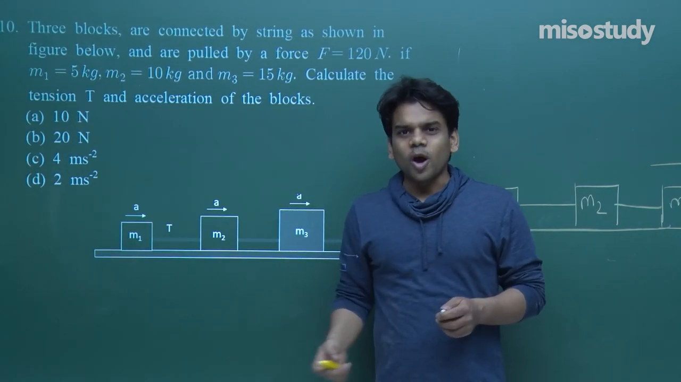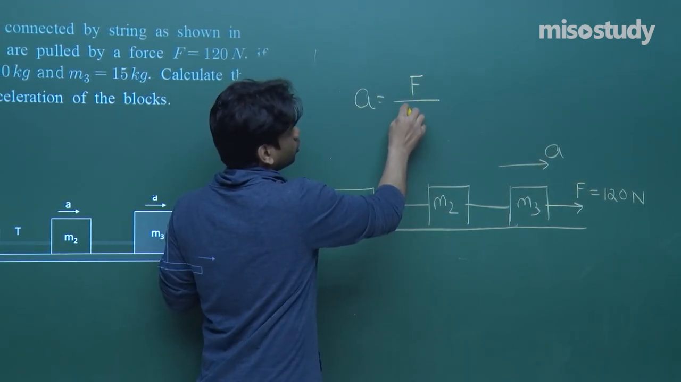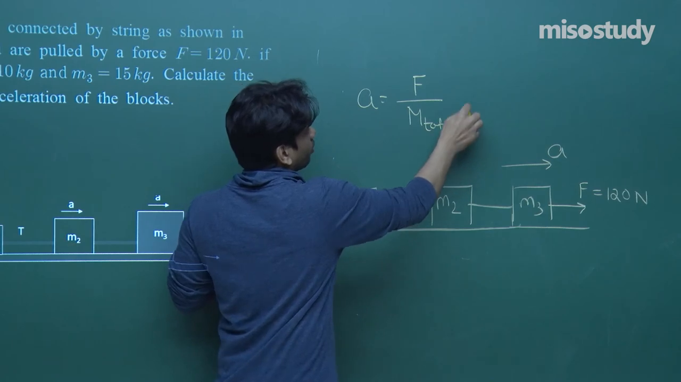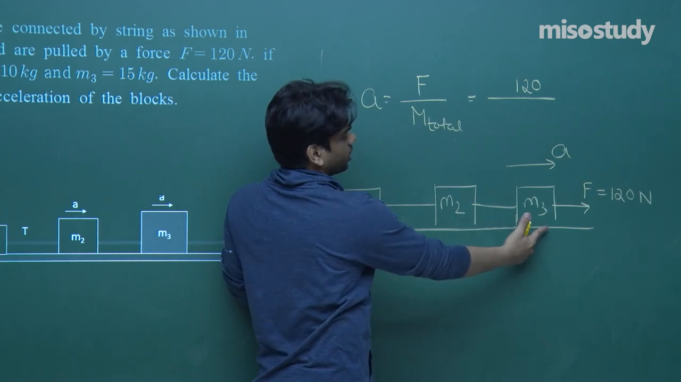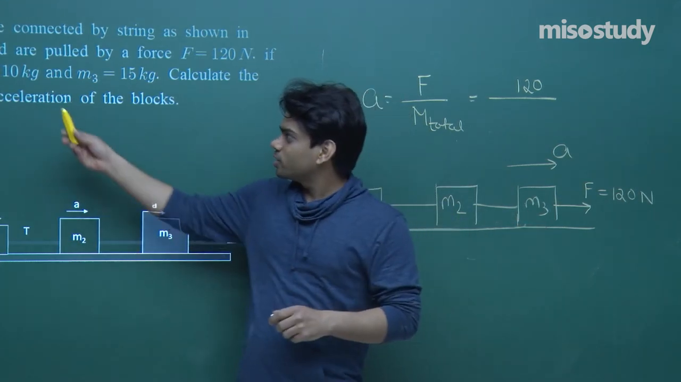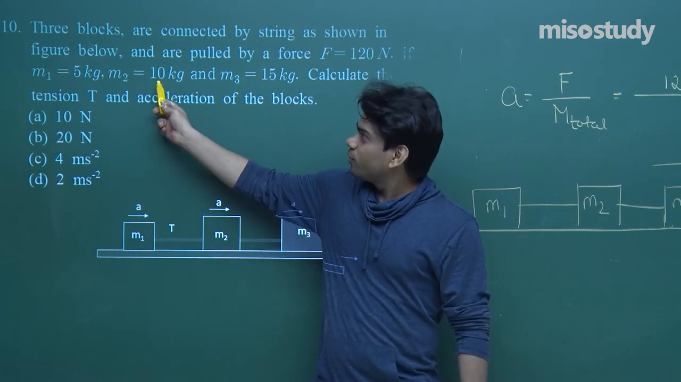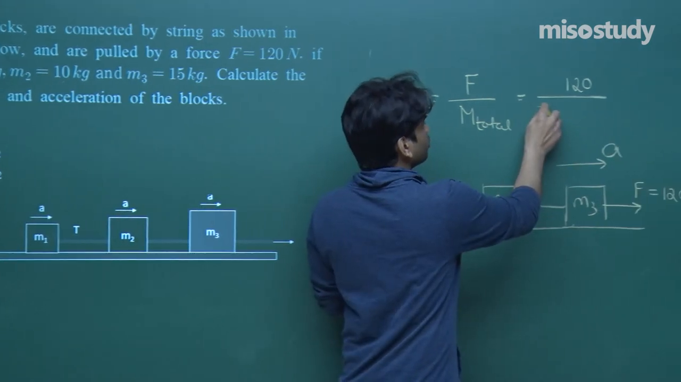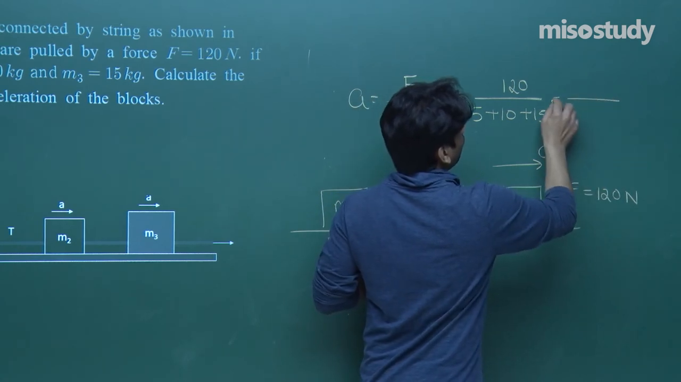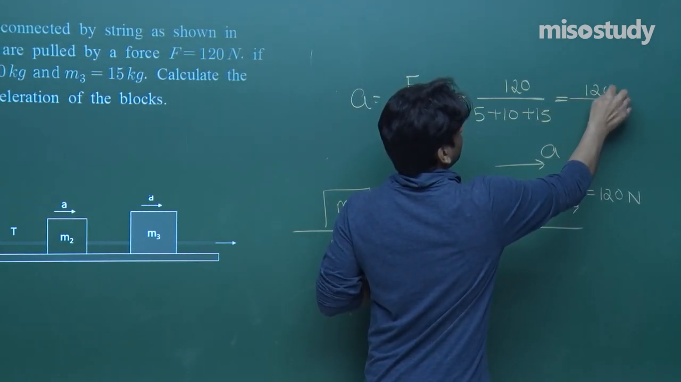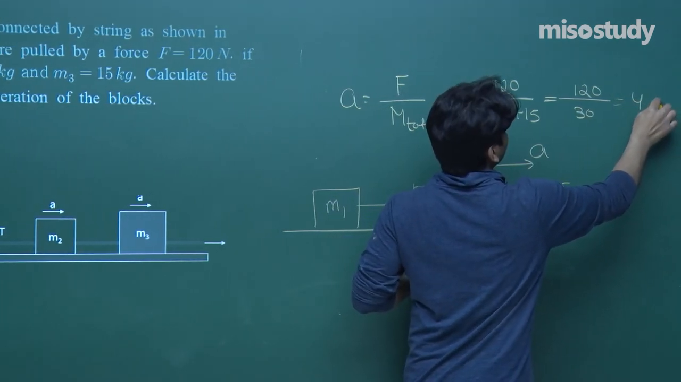So first of all, we need to find out the common acceleration. That's quite easy. Acceleration will be net force upon total mass. 120 divided by M1 plus M2 plus M3. You can see M1 is 5 and 10 and 15. So 5 and 10, that is 15 plus 15, that will be 30. So I'm writing 5 plus 10 plus 15. So 120 divided by 30. So that is equal to 4 meter per square second.